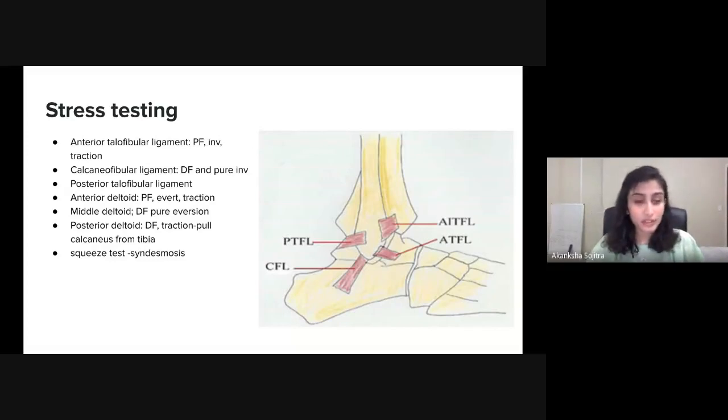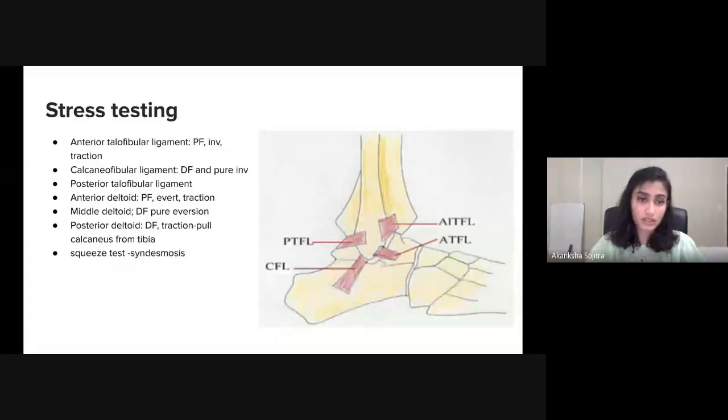For the deltoid, you are going to create an eversion because the deltoid is medial. For the anterior deltoid, you plantarflex and evert and then give a traction. For the middle, you dorsiflex and then give a pure eversion. These are isolating all the deltoid portions. And for the posterior deltoid, you're creating a dorsiflexion, and with the traction, you are creating a direct pull on that mortise.